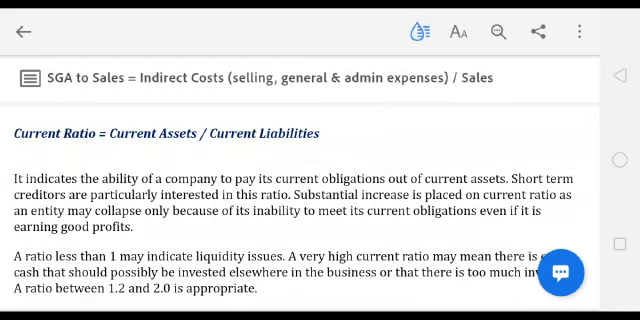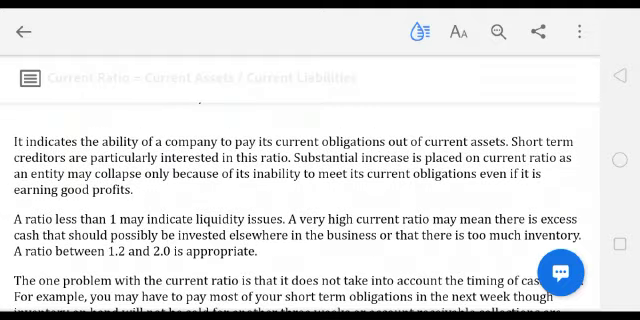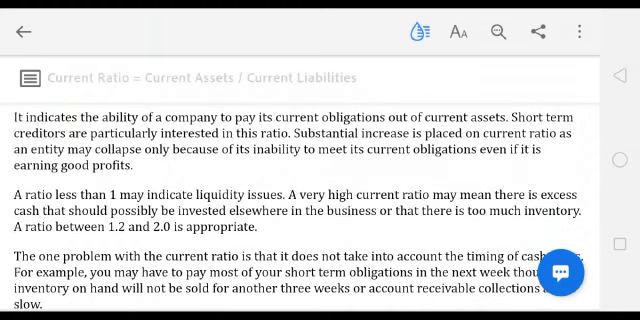Now we come to know what ratio is suitable for the current ratio. A ratio less than 1 may indicate liquidity issues. A very high current ratio may mean there is excess cash that should possibly be invested elsewhere in the business, or that there is too much inventory. A ratio between 1.2 and 2 is appropriate.